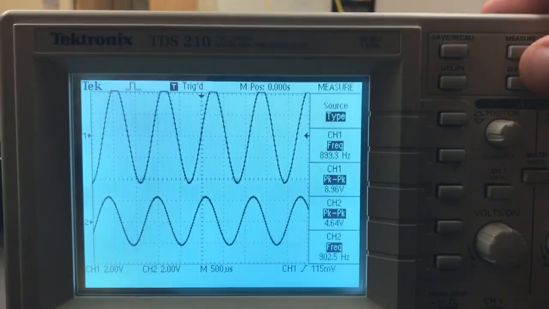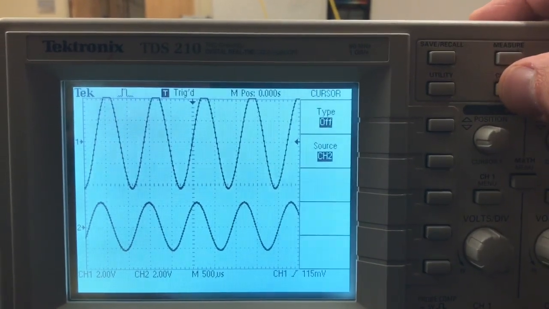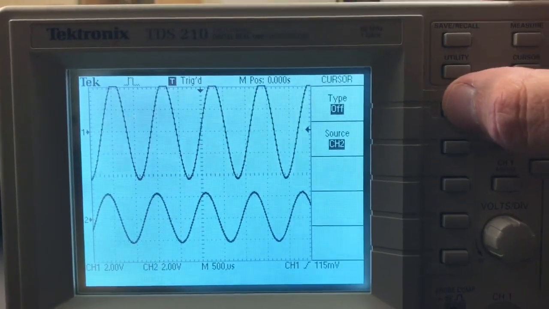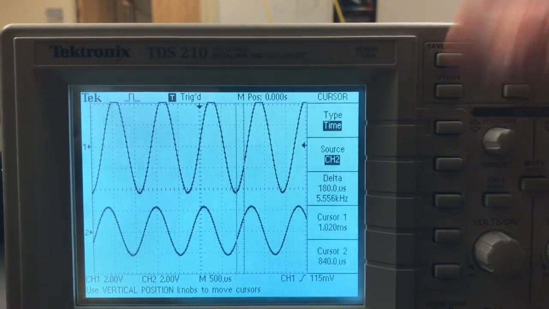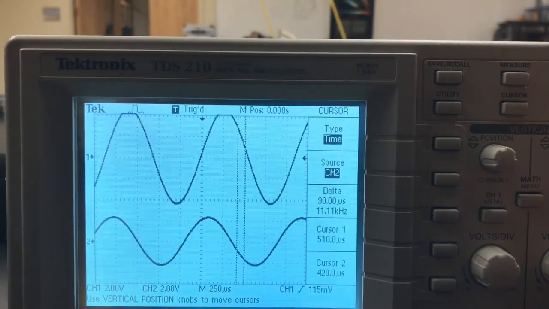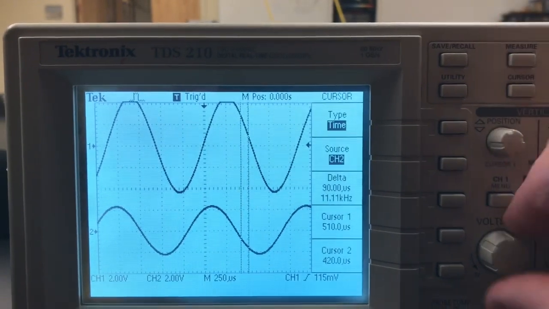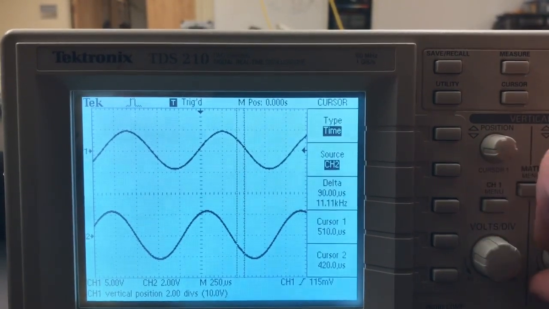So the way to measure that is I'm going to switch to the cursor page, turn type to time. So I have 2 time cursors. I'll go ahead and zoom in. I'm going to turn this amplitude down just to get the peaks on screen.